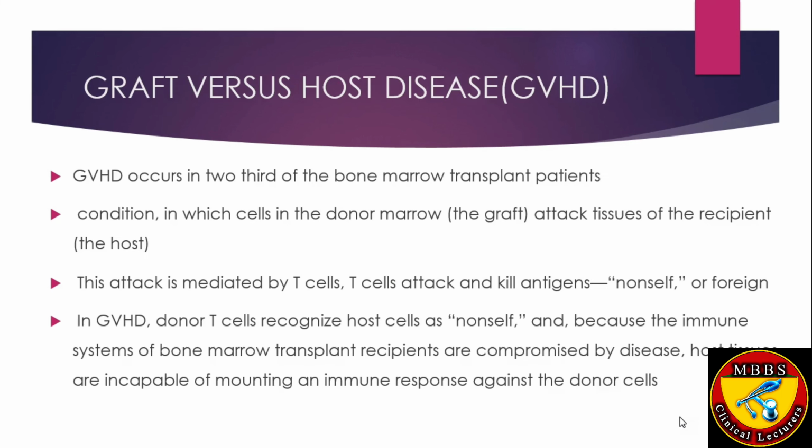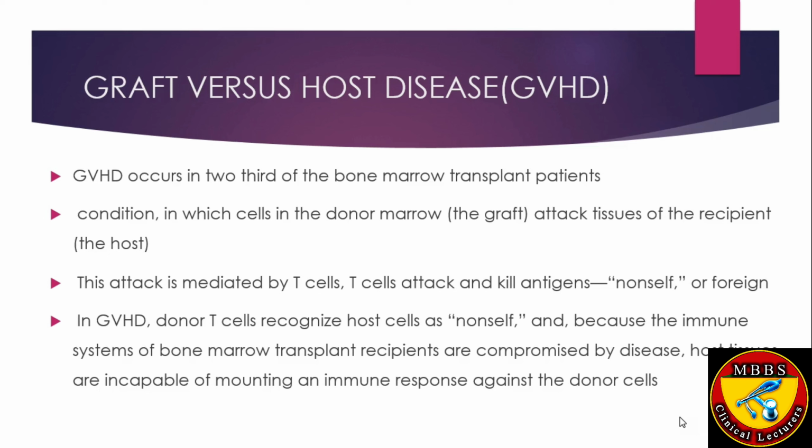reactions. Okay, now we have another condition which is known as graft versus host disease. In the previous slide I showed you allograft rejection, but this is a specific type of rejection which is seen in 2/3 of the patients who have undergone bone marrow transplantation. Its onset varies, but it is a condition in which the donor marrow, meaning the graft which is taken from the donor, attacks the tissues of the recipient, the host.